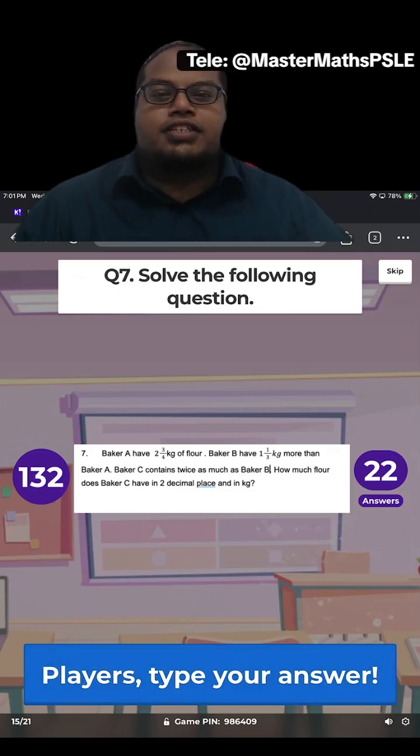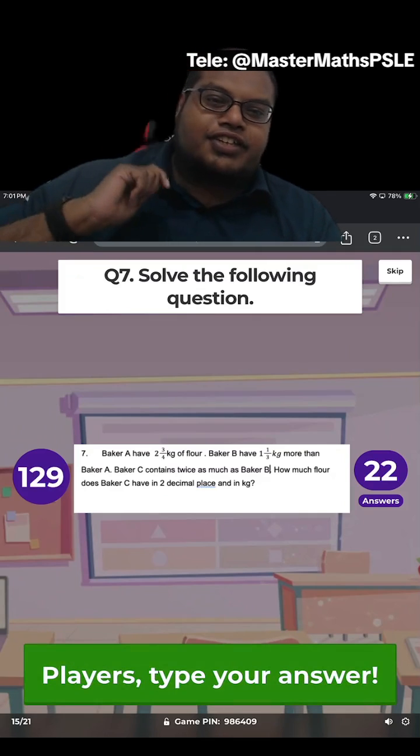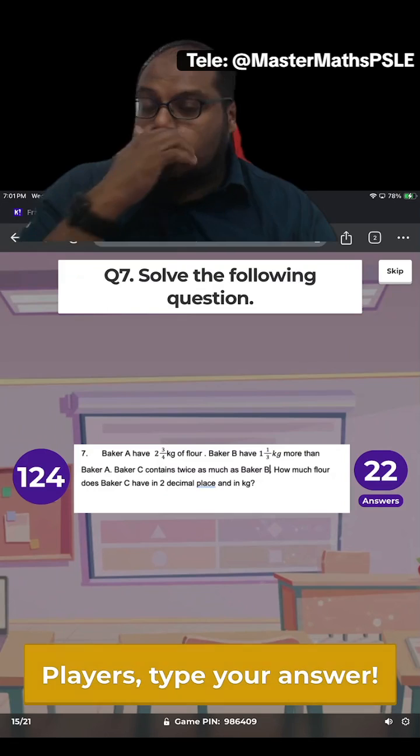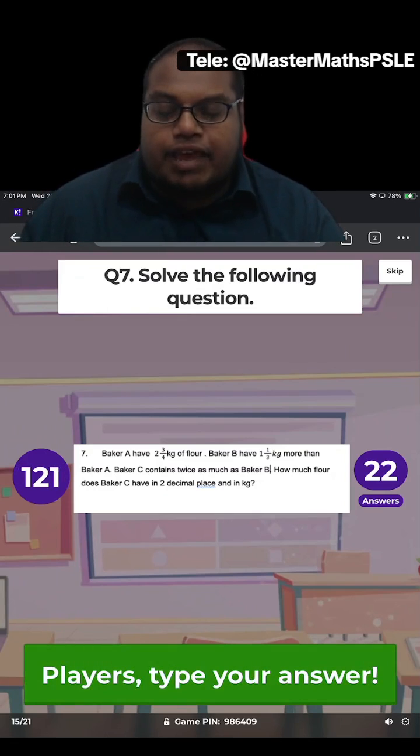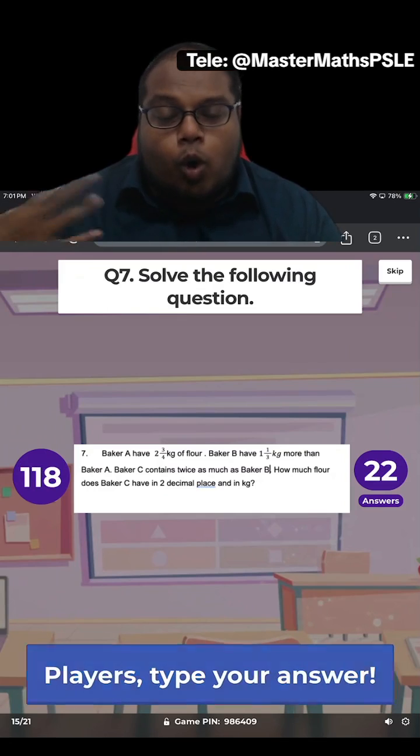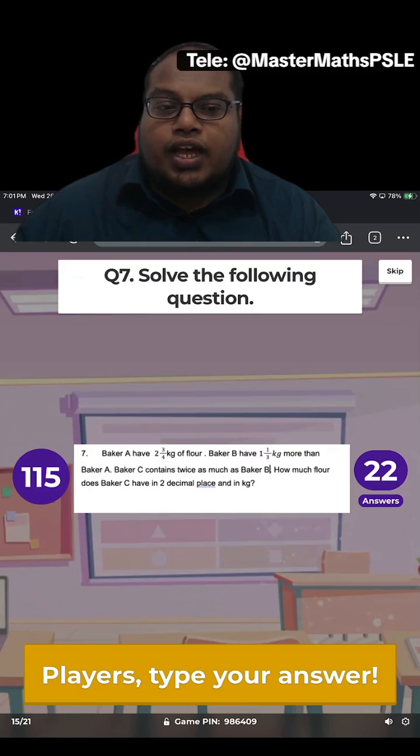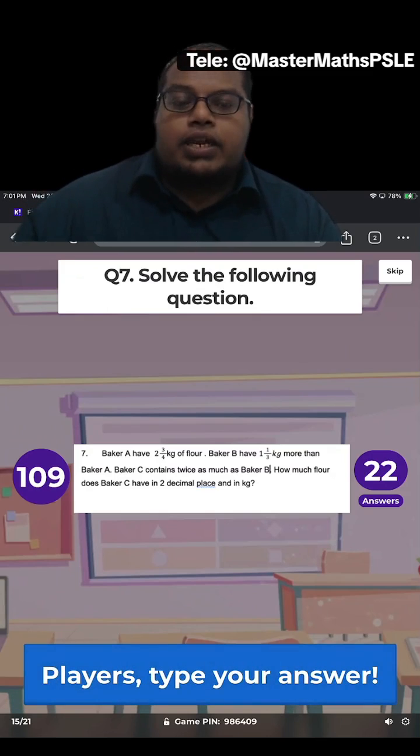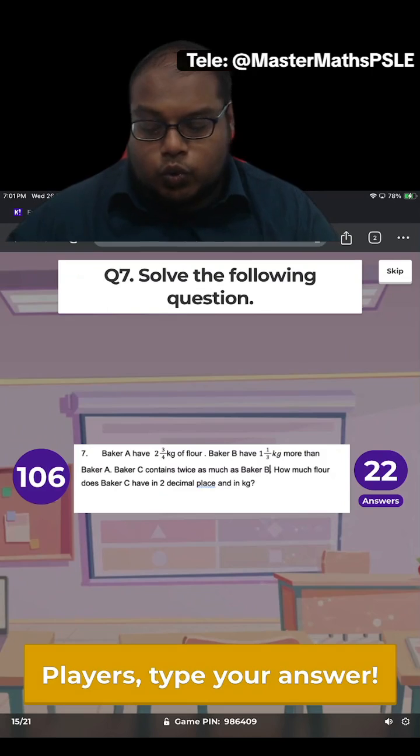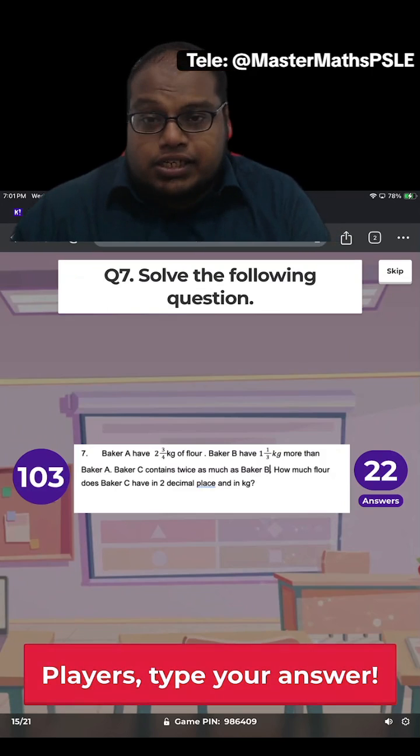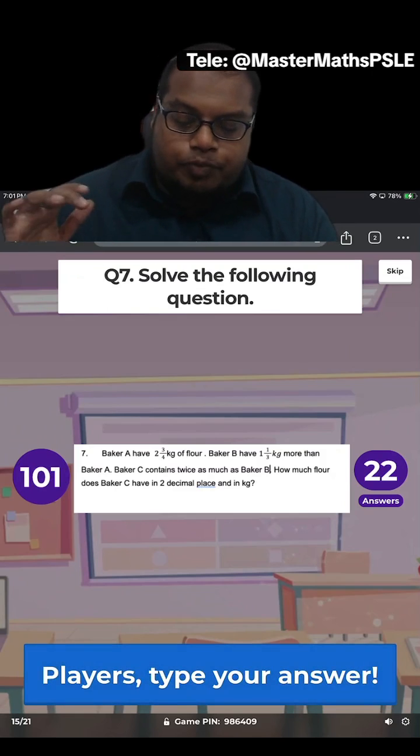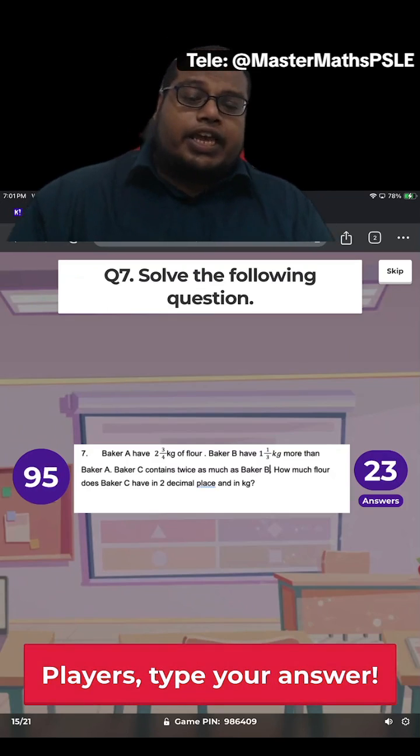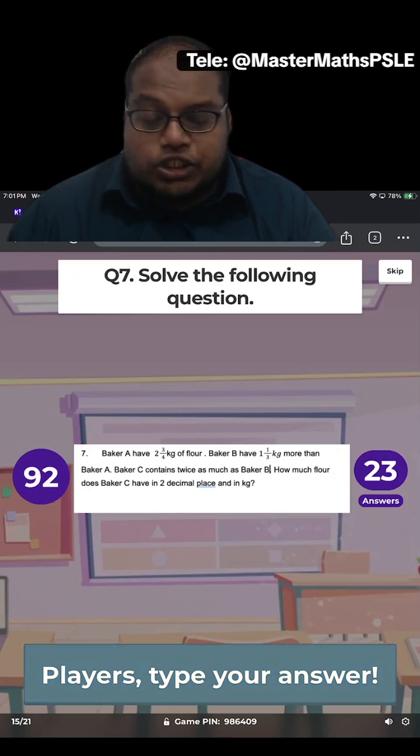That's why don't follow the answer. Maybe try yourself first, then see if it's the same or not. Alright, so Baker A has 2 3/4 kg of flour. Baker B has 1 and 1/3 more. So when it's more, what do you do? And then Baker C has twice as much as Baker B. When it's twice as much, what else do you have to do? Then lastly, how do you convert your answer into decimal places? And don't convert the kg to gram, because the answer is meant to be in kg.